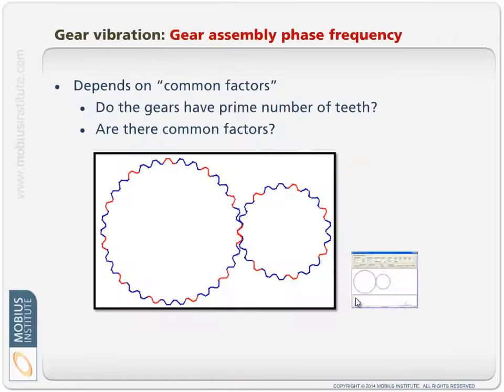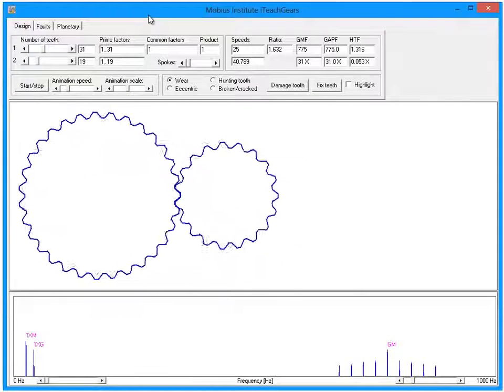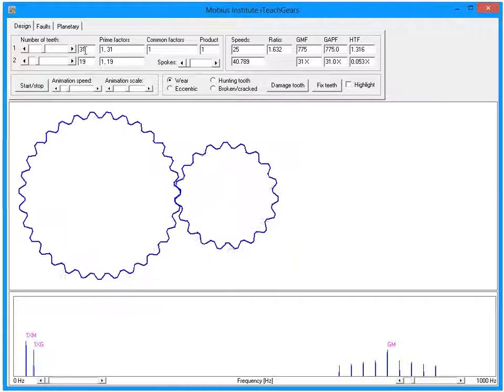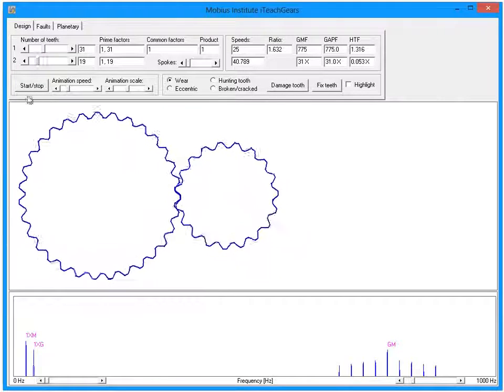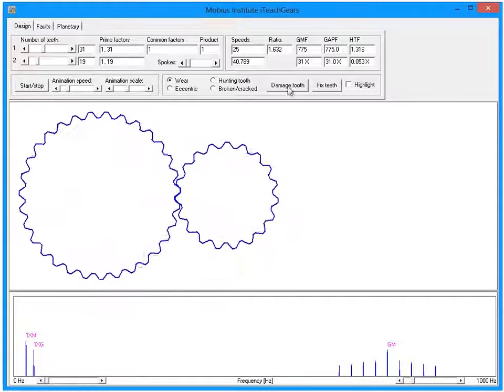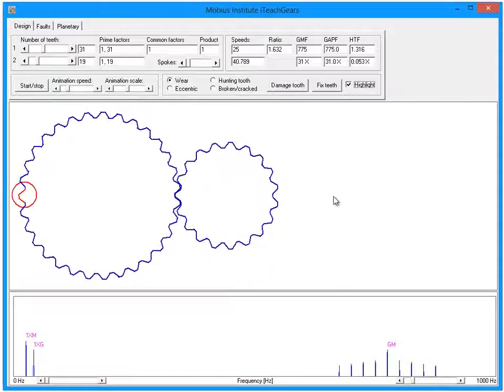Okay, now just briefly, there is another source of vibration that we can see depending on the design of your gears. So here's my little simple gearbox simulator. What I've simulated here is a situation where I have 31 teeth here and 19 teeth here. And what I'm going to do is damage one of the teeth. You can see it moving there, and I'll make it a bit easier to see.